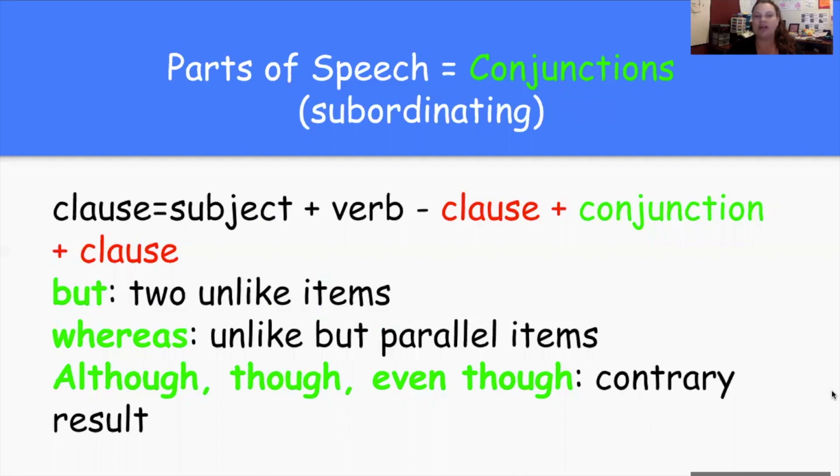The subordinating conjunctions that we are going to use this week are but. When we use but, it joins together two unlike items. Whereas joins together unlike but parallel items. So parallel means like they're similar. And then we're also going to use although, though, and even though, which show a contrary result.